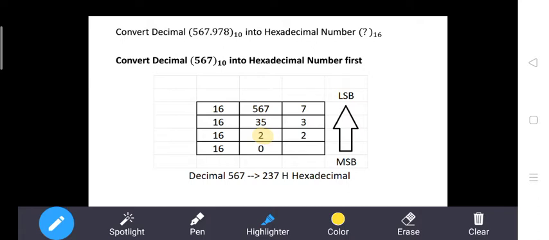Next, 2 divided by 16. Answer will be 0. 0 into 16, 0. 2 minus 0, remainder is 2. So whatever the numbers I get, I write from MSB to LSB. So 567 decimal is equivalent to 237H in hexadecimal.